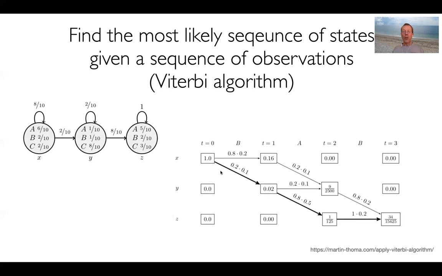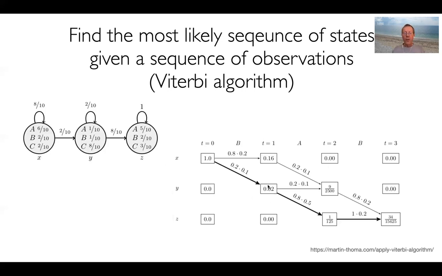But we can also come by this route, right? We had a probability of 0.02 to be here, that is to be in Y. And now we have a choice as well. We can stay in Y, probability 0.2. We can emit an A, probability 0.1. So 0.02 times 0.2 times 0.1 gives us a certain probability here. And if we take the sum of this one and that one, we get 9 over 2500, it turns out. So after 2 steps, this is the probability that we have emitted a B and an A and find ourselves in state Y.